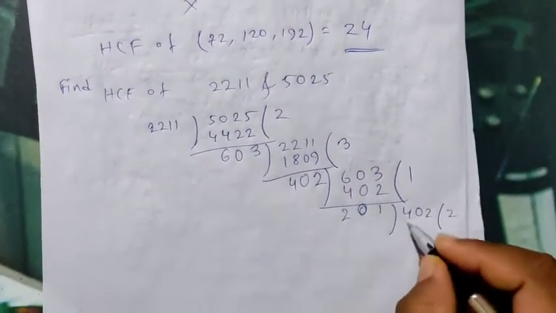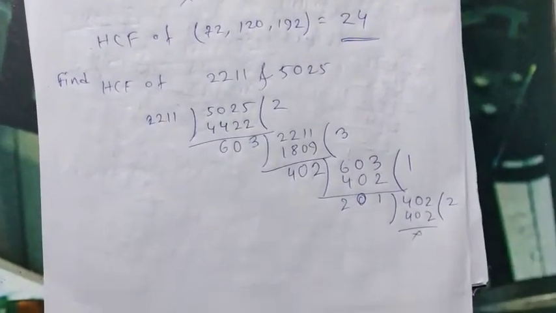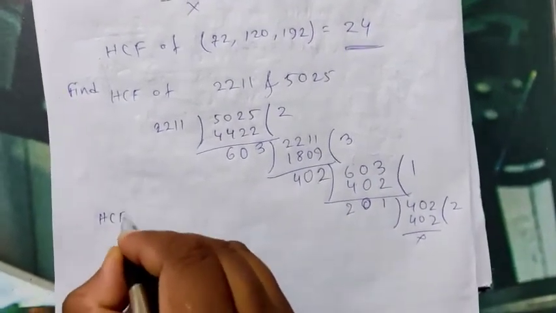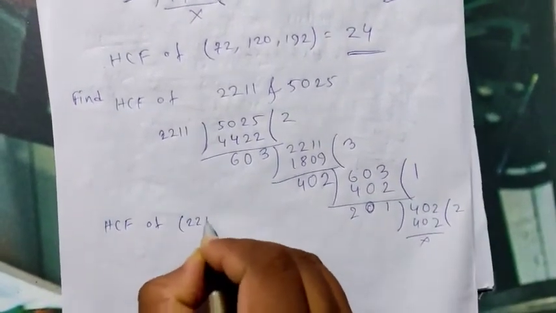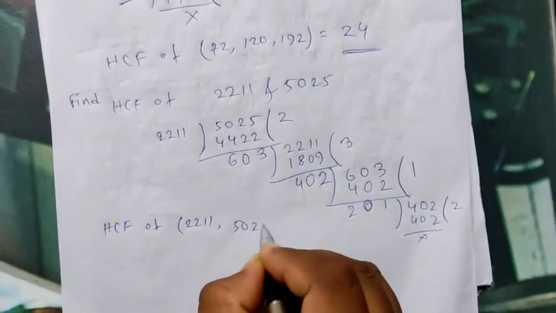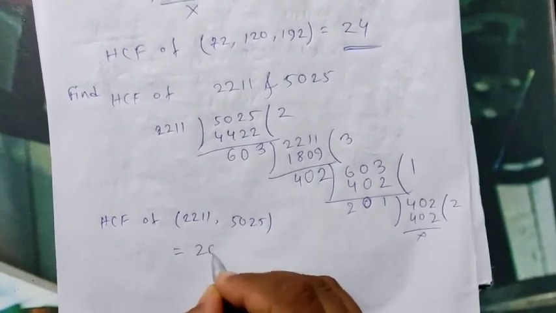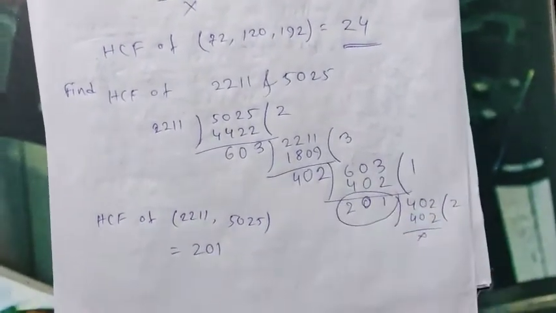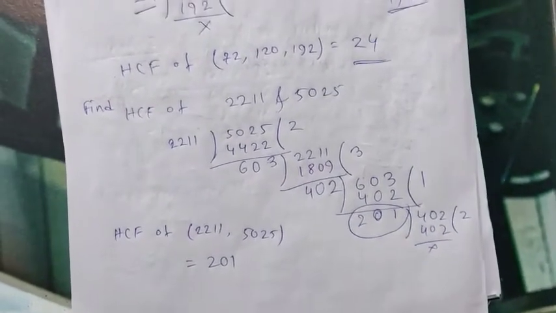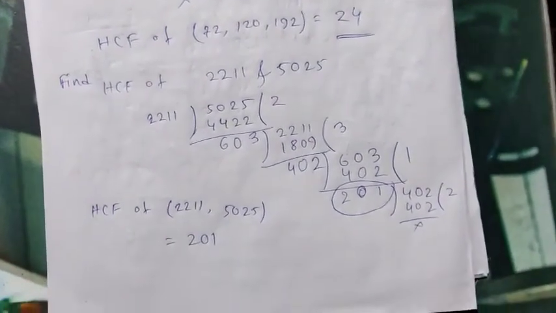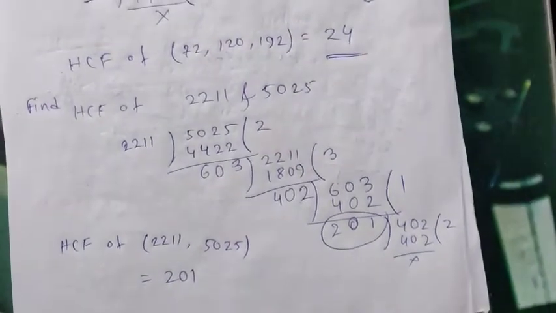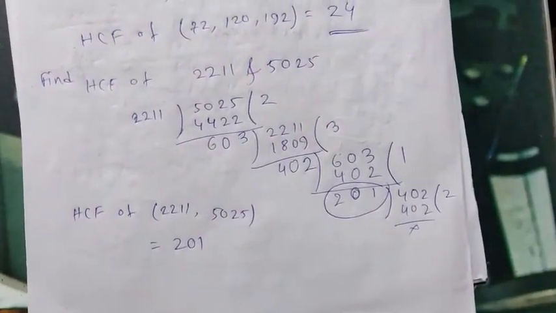201, 2s are 402. Now the division is finished. So what we have got, the HCF of 2211 and 5025 is equal to 201. The divisor at the last step will be the HCF of the given numbers. So this way we have to perform the long division method to find the HCF of the given numbers.